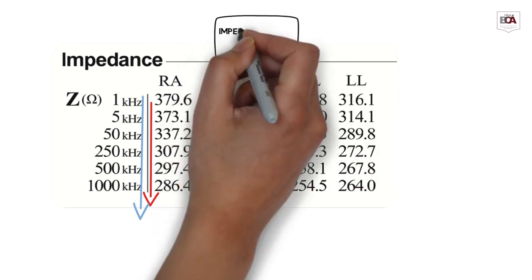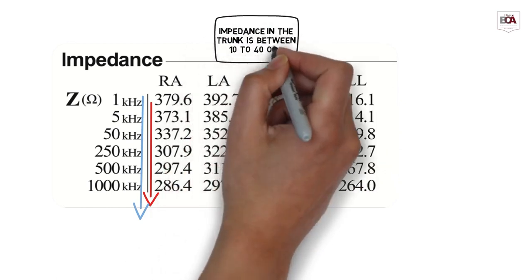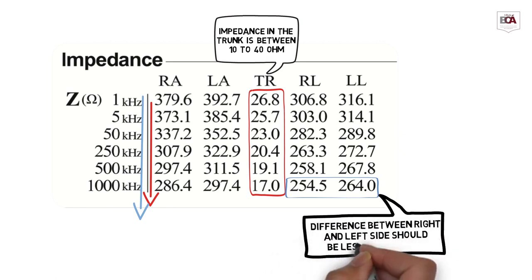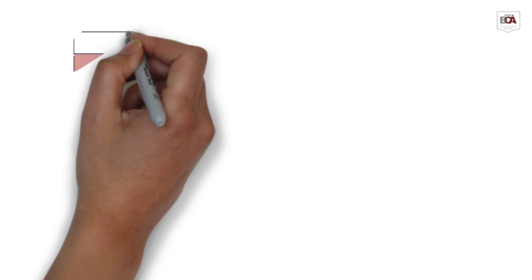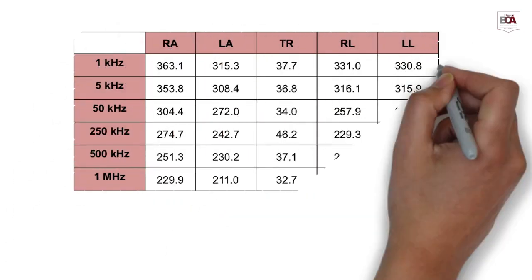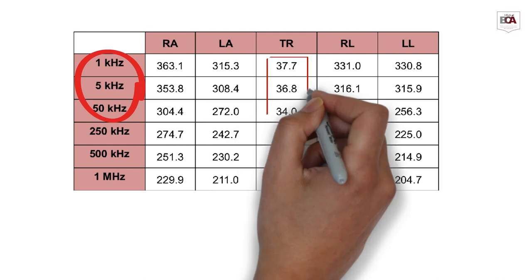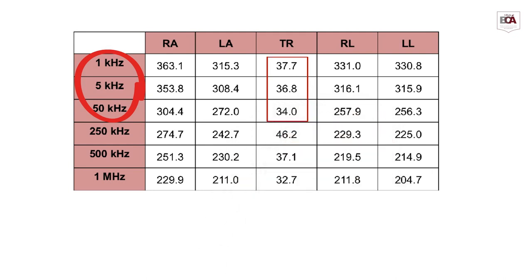Impedance in the trunk is between 10 to 40 ohms. The difference between the left and the right shouldn't be greater than 30 ohms. Can you identify the problem in these values? Check the impedance of the trunk from 1 kHz until 50 kHz. It seems like there is nothing wrong with it.